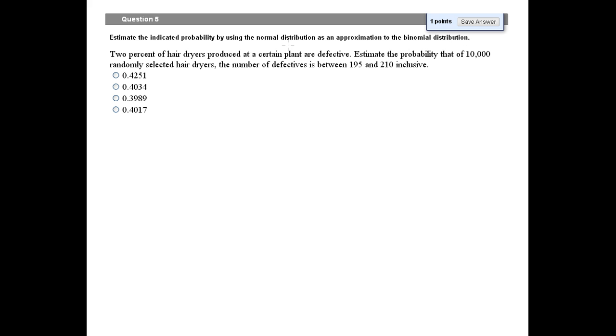Okay, so we're using the normal distribution approximation because the n is very large here, 10,000. So that's my n. And the probability of success will be 2%. So that would be p. Now I can get the distribution mean, the binomial distribution, which is np, that is 2% times 10,000, which would be 200.